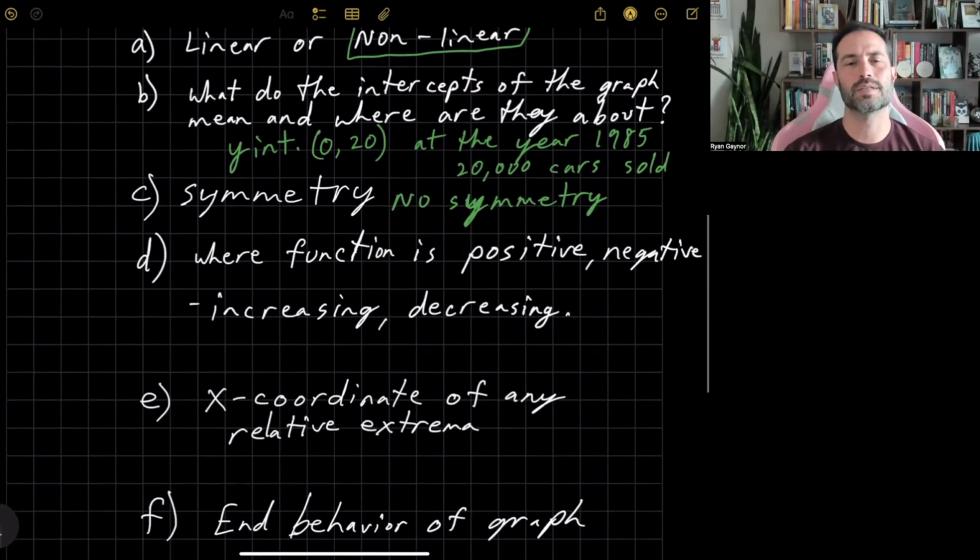Okay, so the next part says, where is the function positive, negative, increasing, and decreasing? All right, so it's asking 4 different things here. So let's start with the first one. Where is the function positive? All right, well, what does that actually mean?